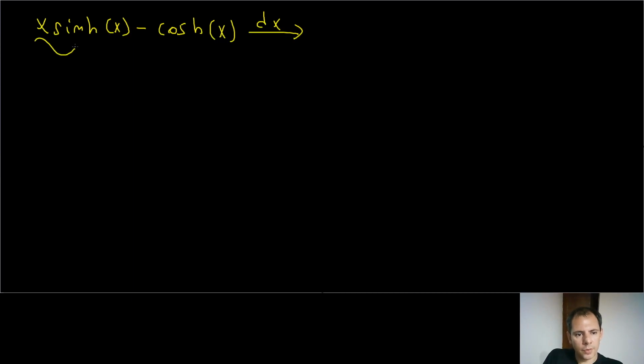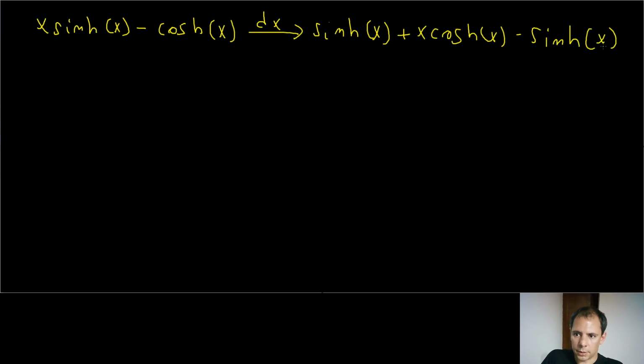Well, here you have the product differentiation, right? So we have sine of hyperbolic x plus x cosine of hyperbolic x, and then you have minus sine of hyperbolic x. The book keeps going. So you have the hyperbolic x minus the sine of the hyperbolic x. You cut all these, and the only thing you're left with is this.